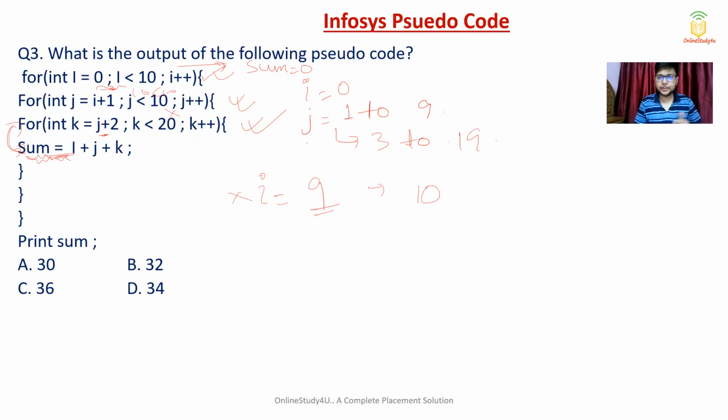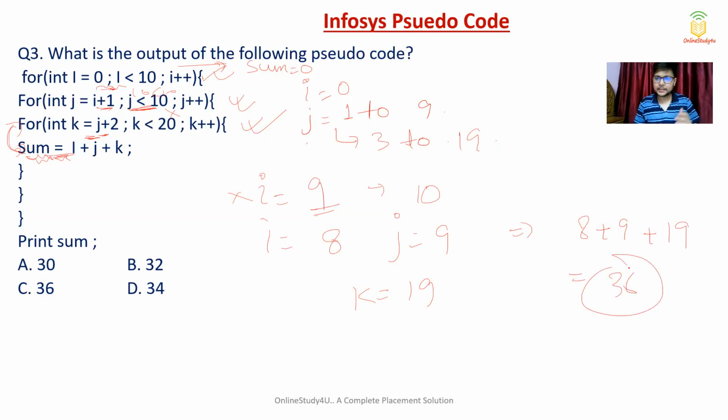What previously was the last? So when i was equal to 8, my j gets started from 9, which is in the range, and for j is equal to 9, what will be the last iteration of k? It will be 19. k will be 19. This will be the last iteration in which the sum will get computed. So basically the answer is 8 plus 9 plus 19, that is 36.